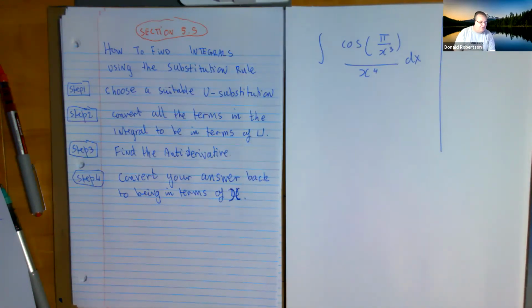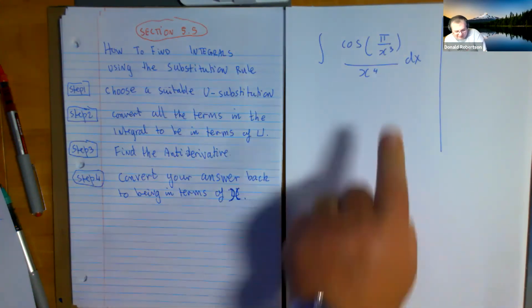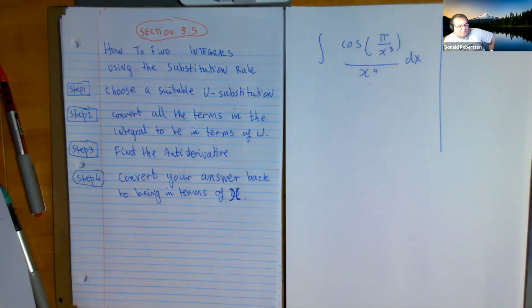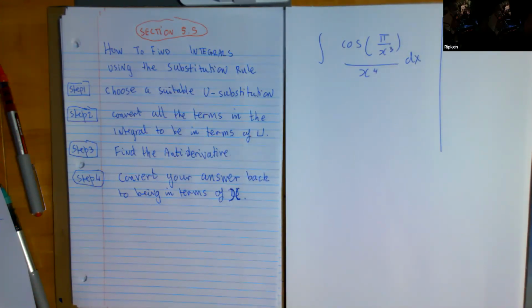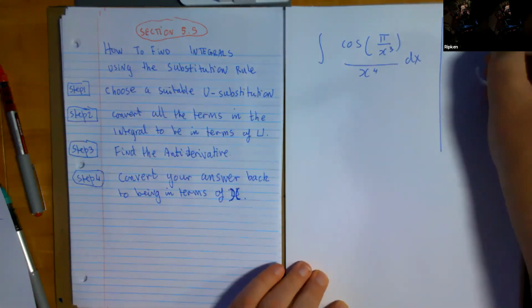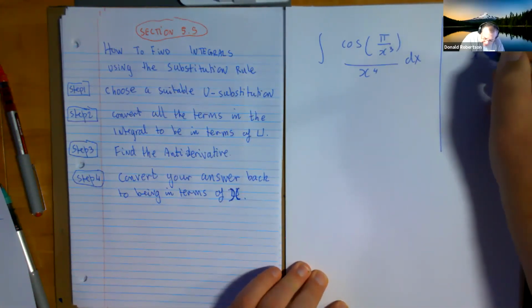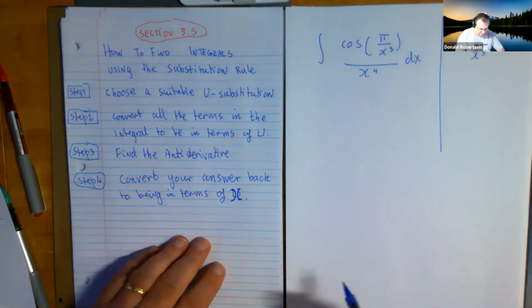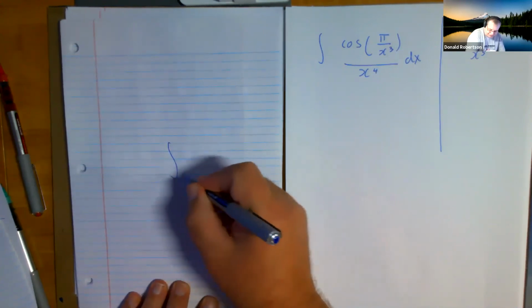Go for it. Guess or tell me, which one do you think the u sub is going to work for in this question? The ugly guy in the cosine or the bottom? Bottom. Pi over x cubed. Okay. Don't go to Vegas, you'll lose all your money. You're a bad gambler. Choose the ugly guy inside the cosine. See if you get a question like this.